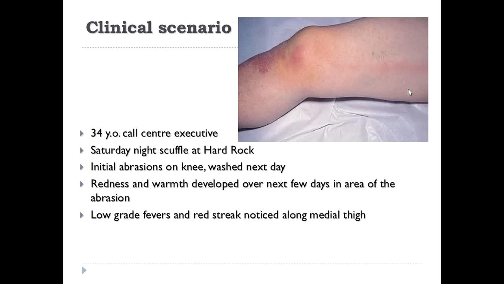So this is a clinical scenario: a 34-year-old call center guy, Saturday night, scuffle at Hard Rock, and abrasions on the knee. You can see there's an abrasion on the knee. He washed the feet next day. There is redness and warmth over the next few days in the area of abrasion. And then after 2 days, he noticed a fever and there's a red streak along the medial thigh. Anyone? It's not difficult.